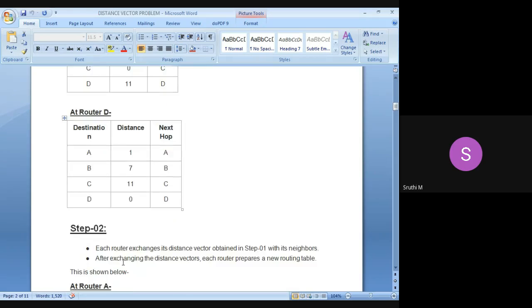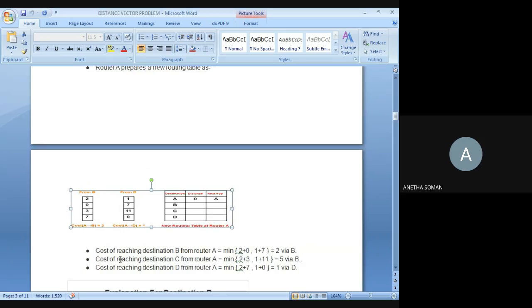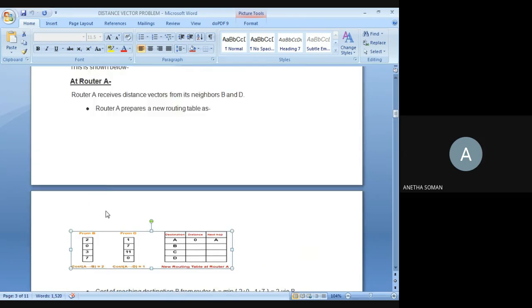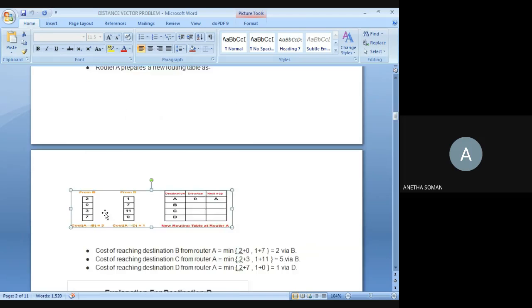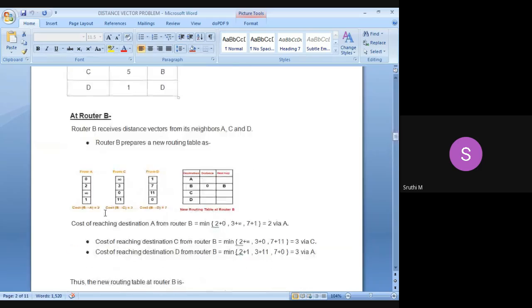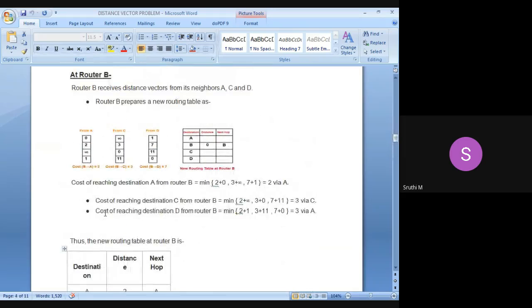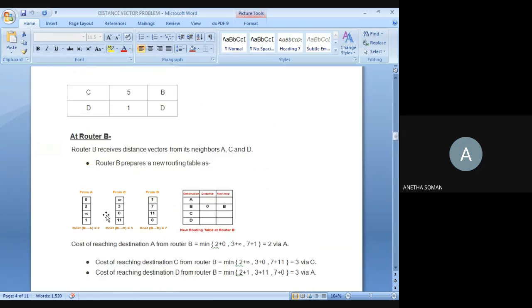Okay. Now write down what is the fixed cost from A to B. What is the fixed cost? It is 2. Sorry, B to A, you are getting it as 2. B to C, you are getting it as 3, and B to D, you are getting it as 7. You have to write that, and that information gets added to the table. So don't forget to write that fixed cost.